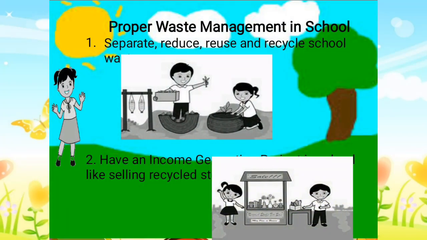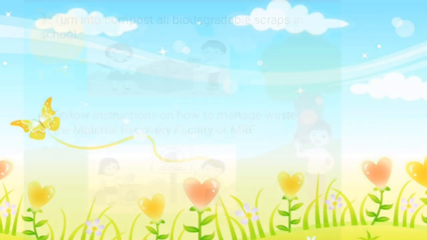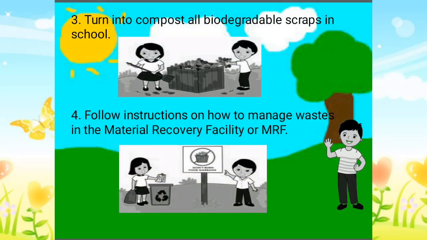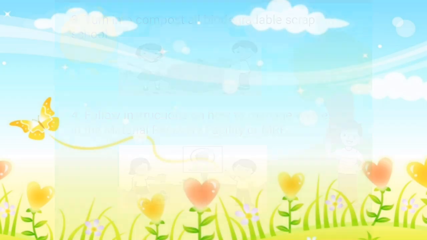For proper waste management in school, number 1. Separate, reduce, reuse, and recycle school waste. Number 2. Have an income-generating project in school like selling recycled stuff. Number 3. Turn into compost all biodegradable scraps in school. And number 4, follow instructions on how to manage waste in the Material Recovery Facility or MRF.